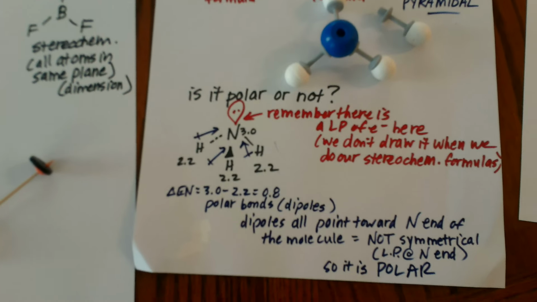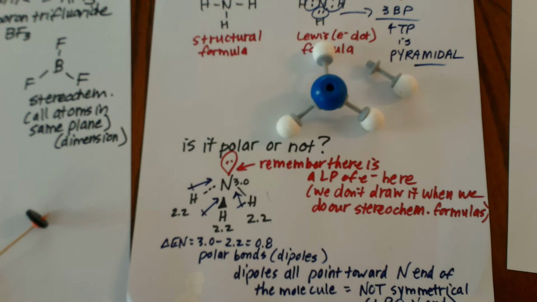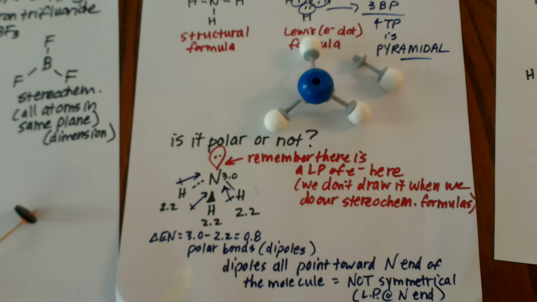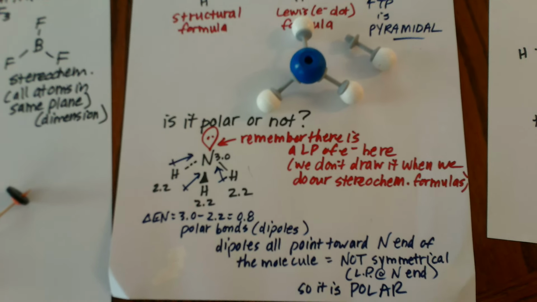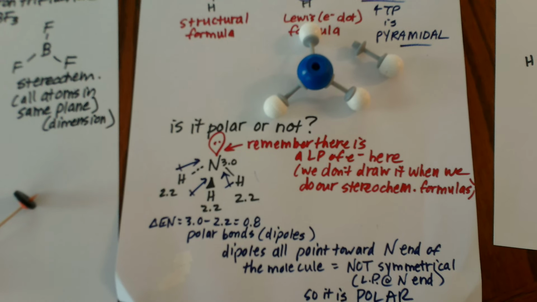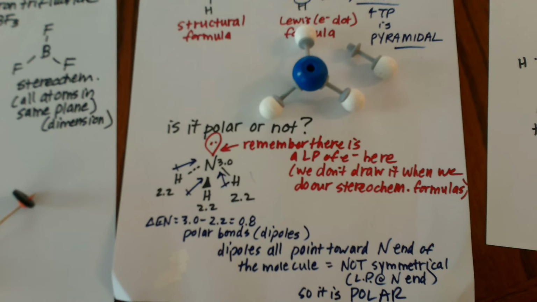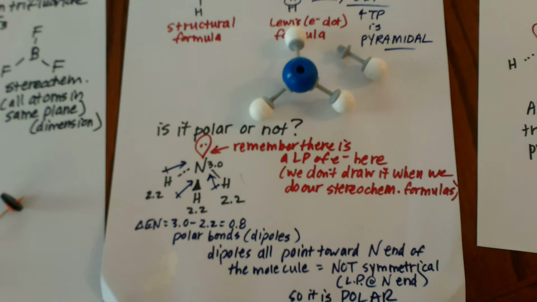So again, when we're looking at polarity, any trigonal pyramidal molecule is always going to be polar. Why? Because they have that huge lone pair of electrons. We typically don't draw out that lone pair when we're doing our stereochemical formulas, but we have polar bonds. We have a not symmetrical molecule that is polar.